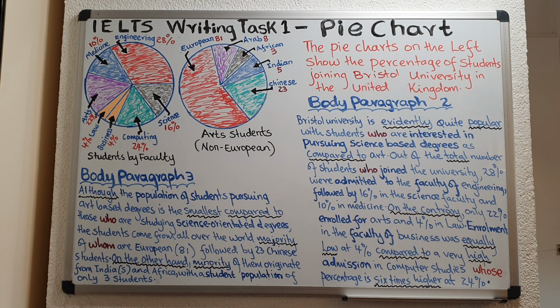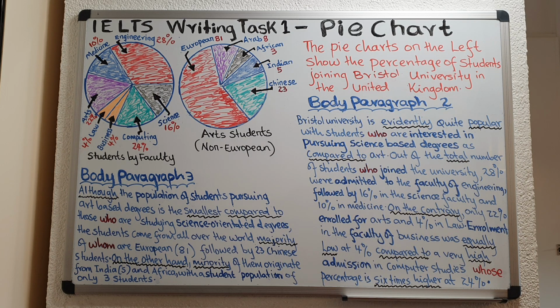So body paragraph 3 is going to be based on the second pie chart. You have to look at the information in the second pie chart and identify the key features. What are the key features? You notice, first of all, that the second pie chart is giving us information about how many art students enrolled in Bristol University. Where do they come from?